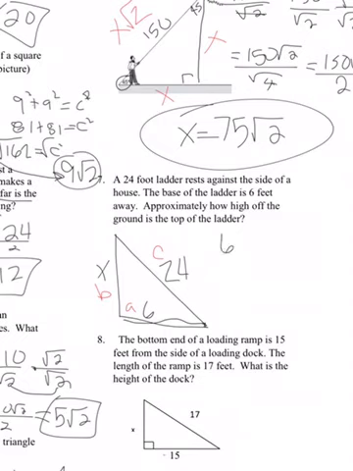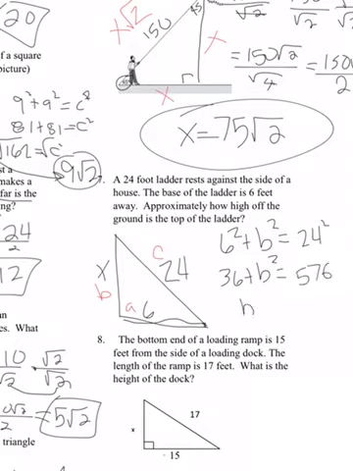All right, so 6 squared plus b squared equals 24 squared. 6 squared is 36. 24 squared is 576. You subtract the 36 over to both sides, and that should be 540. Square root 540, and I don't believe it's a perfect square root. No. So we're going to have to simplify that.